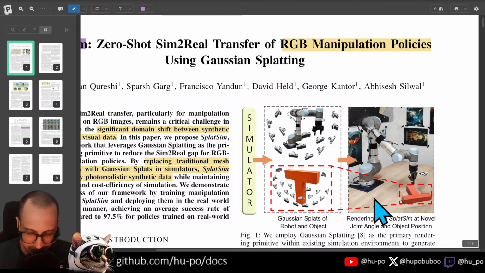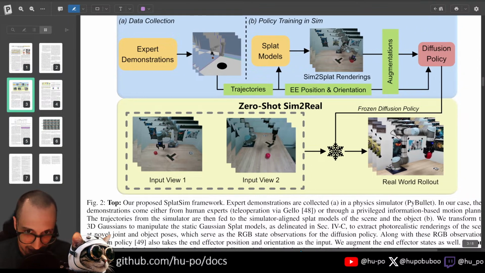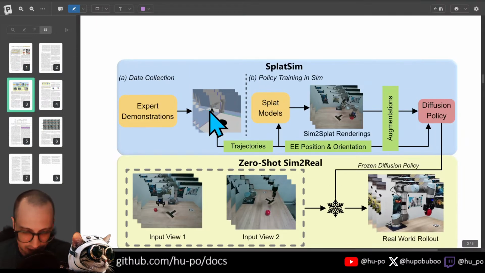You can see how creating those meshes and textures manually would be extremely difficult, right? You'd have to get an expert human artist and they would have to create this entire scene. It's a hell of a lot easier to just go around, film the entire thing with your iPhone, put that into a Gaussian splat, and now you can render any arbitrary view, and it's going to be much more photorealistic than something that you could create manually.